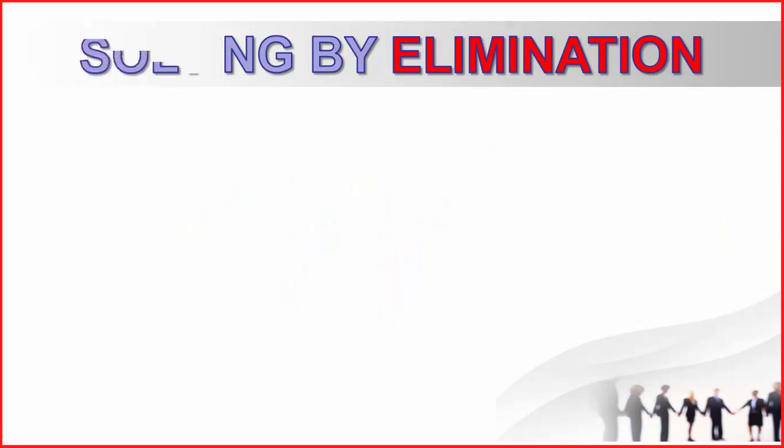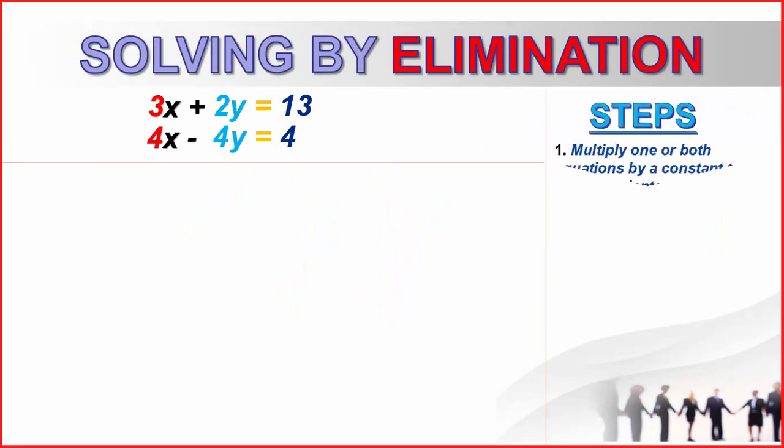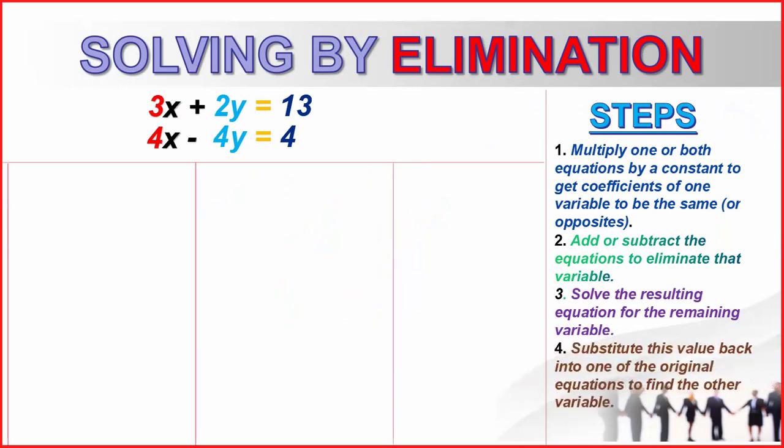Solving by elimination method. So we are given 3x plus 2y equals 13, and 4x minus 4y equals 4. Let me write the steps here. Step number 1, multiply one or both equations by a constant to get the coefficients of one variable to be the same. Next, add or subtract the equations to eliminate that variable. Then solve the resulting equation for the remaining variable and substitute. Substitution is always the last part, for us to balance and get the other variable.